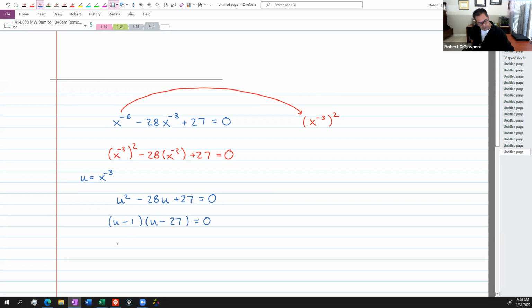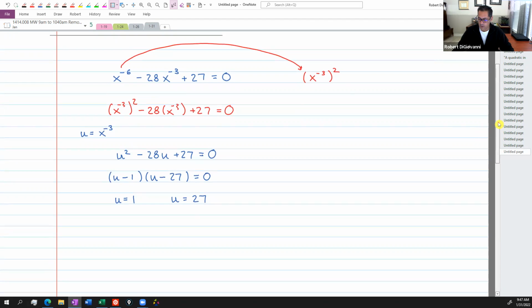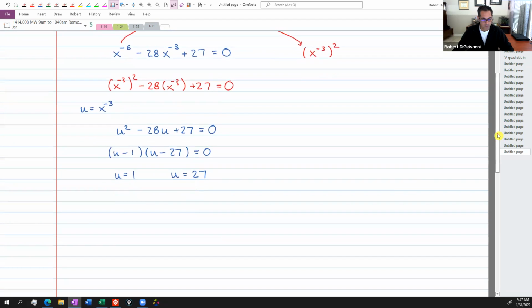That factors. And then I can set each one of these equal to zero. I realize I worked through that quickly. Are there any questions on that, what I've done so far? Okay. Now I replace u with x to the negative 3. So this becomes x to the negative 3 equals 1. X to the negative 3 equals 27.